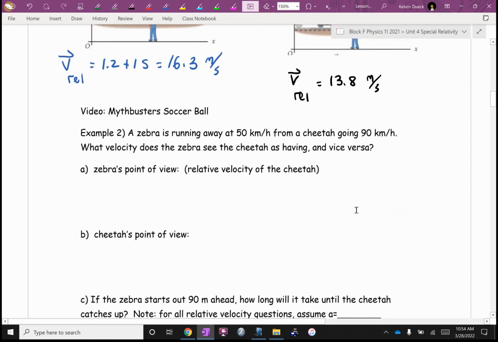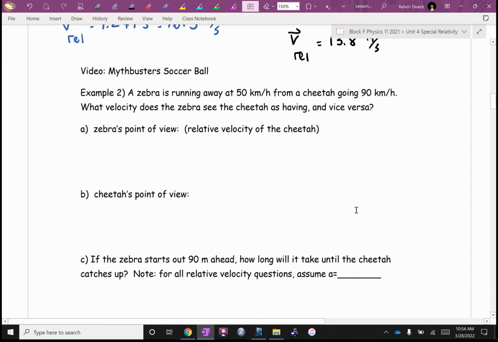Example two, a zebra is running away at 50 kilometers per hour from a cheetah going at 90 kilometers per hour. What velocity does the zebra see the cheetah having and vice versa? So what is the velocity of the cheetah relative to the zebra? Well, I'd like you to imagine that you're the zebra. Is the cheetah in front of you or behind you?